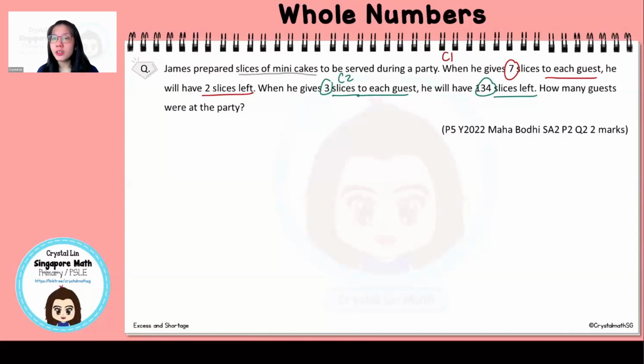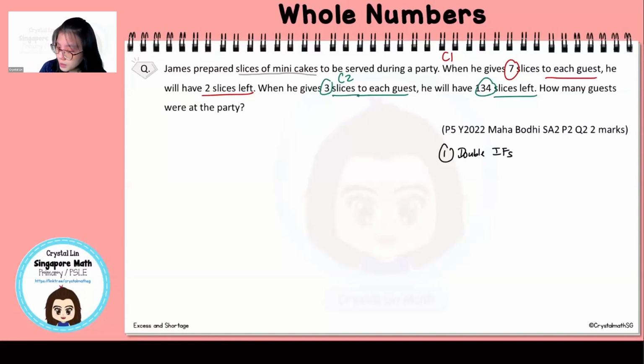Then by reading the last sentence, the question, how many guests were at the party? This also highlights to you that the number of guests is the same. So a recap. We said just now when and when, so it's like double if. So this is a double if question. Whenever there's a double if question, it means it did not happen, and the before is always the same. In this case, the total number of slices of mini cakes is the same.